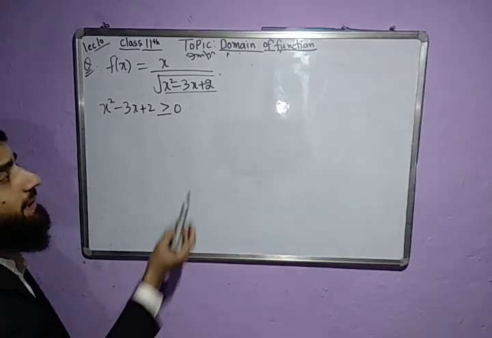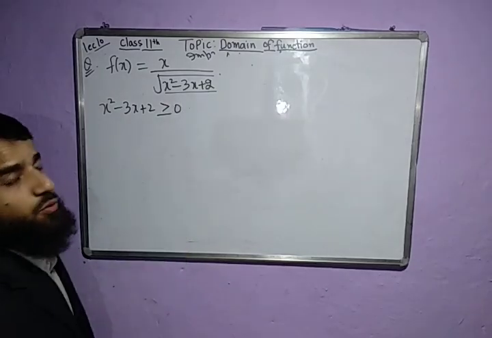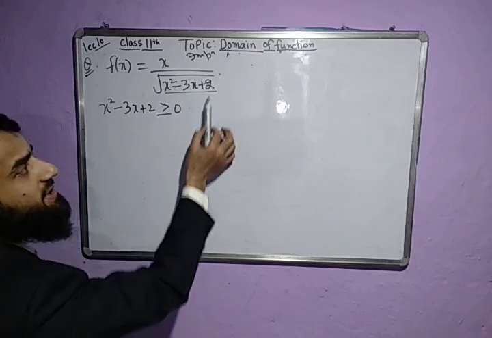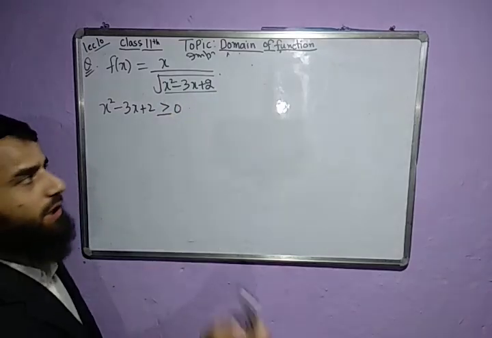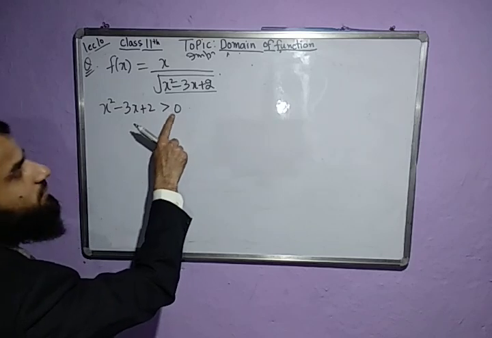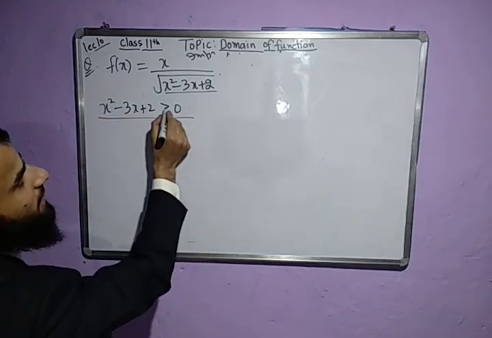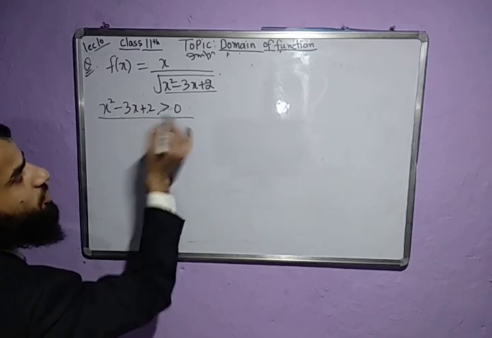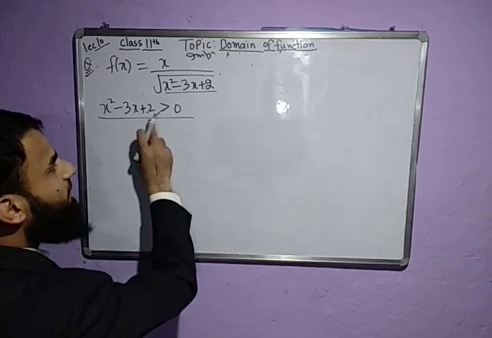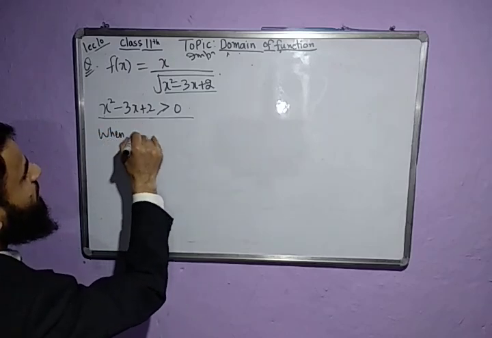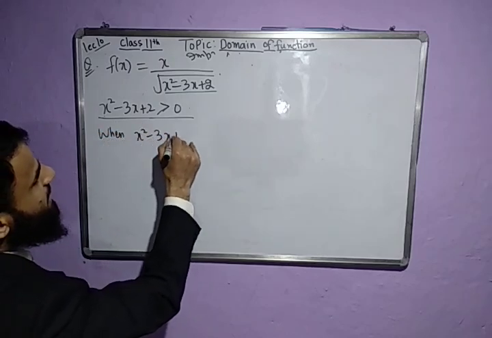But then if x square minus 3x plus 2 is equal to 0, the denominator becomes 0. That means when the denominator becomes 0, it will become not defined. Therefore, we cannot take equal to. Getting me? So I am left with only one possibility, that this expression should be greater than 0. And when it is greater than 0, what will I get? Let's find the roots of this equation. x square minus 3x plus 2 is equal to 0.